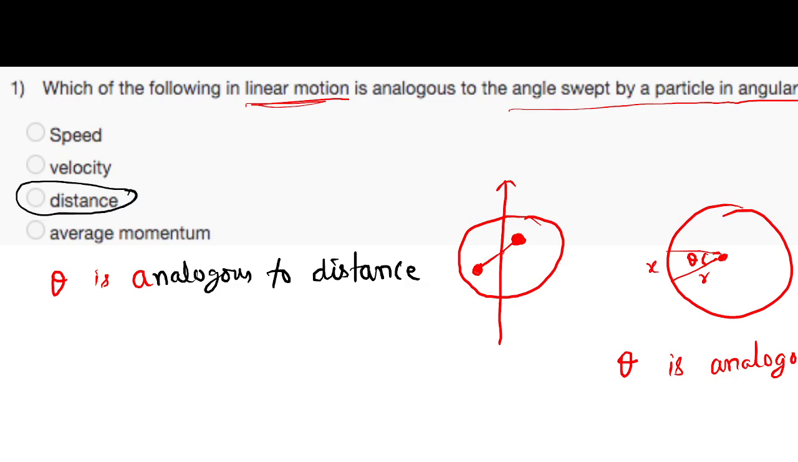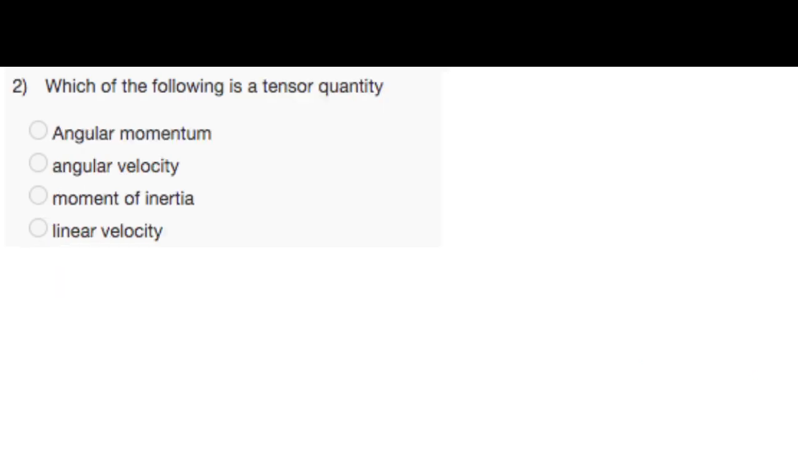Okay. So next question. Which of the following is a tensor quantity? So this is simple, like moment of inertia. We saw it in the discussion. Okay. This is nothing but moment of inertia. So we don't need to discuss this question in detail.